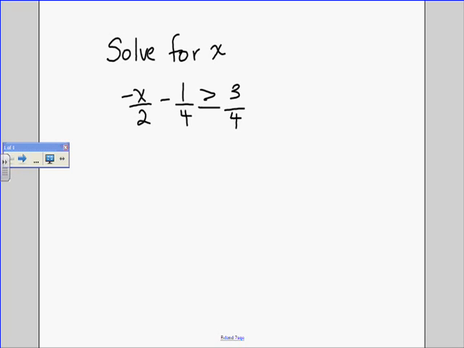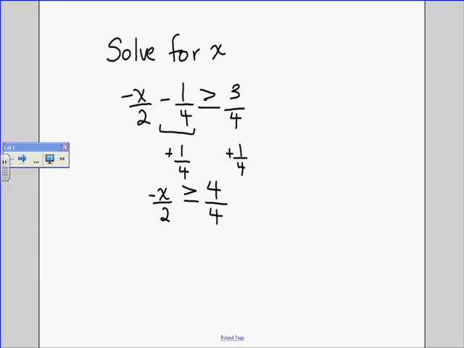So our first step would be to get rid of this 1 over 4, that's negative 1 over 4 here, because we want to isolate x. The way that we remove something that has a negative sign is to do an addition. So I'm going to add 1 over 4 on both sides of my inequality. What I'll have left on the left is just my negative x over 2 greater than or equal to, and I'm going to have 3/4 plus 1/4, and that should give me 4/4.